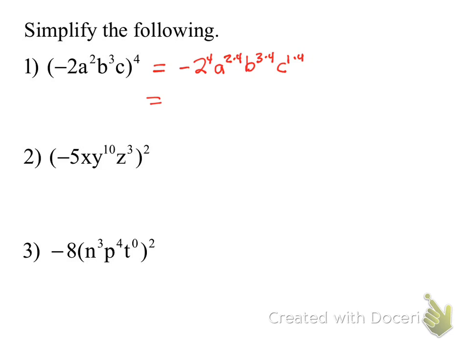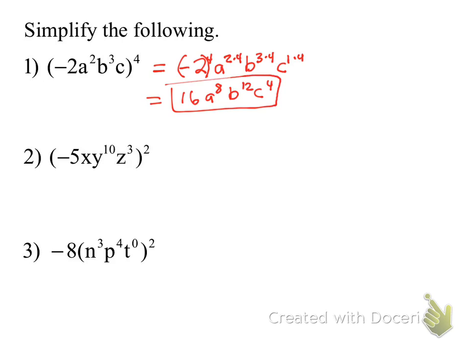2 to the negative 2, it's the whole negative 2. The negative is to the 4th power. Is that positive or negative? Positive. And 2 to the 4th power is what? 2 times 2 is? Times 2 is? Times 2 is? 16. A is to the 8th, B is to the 12th, and C is to the 4th. And there is my final answer.